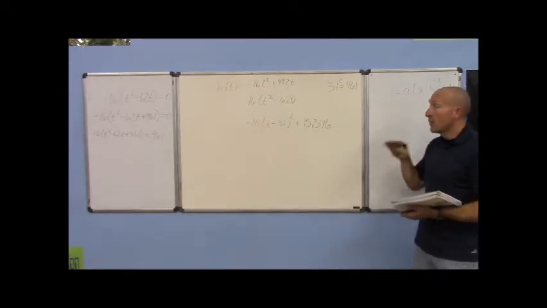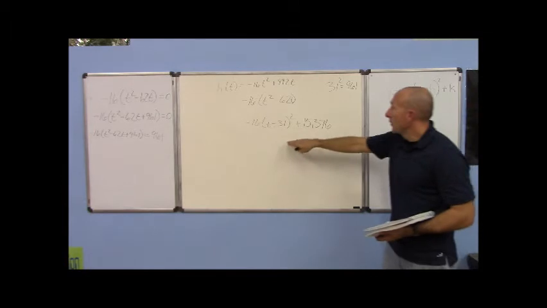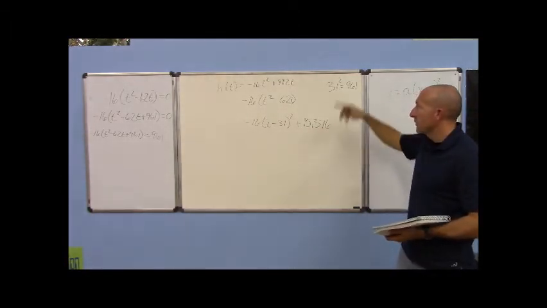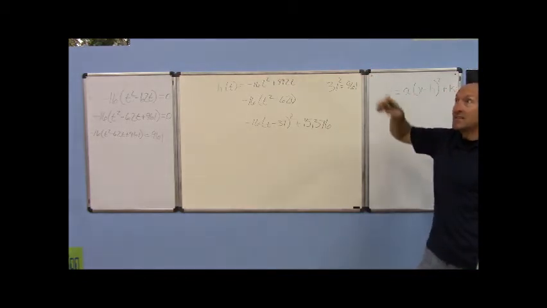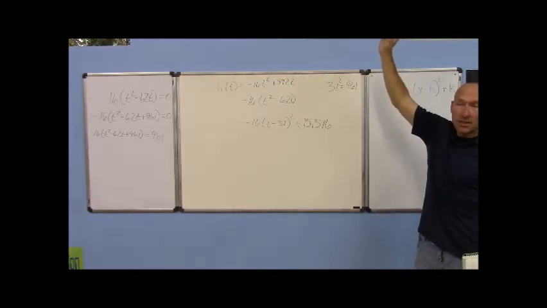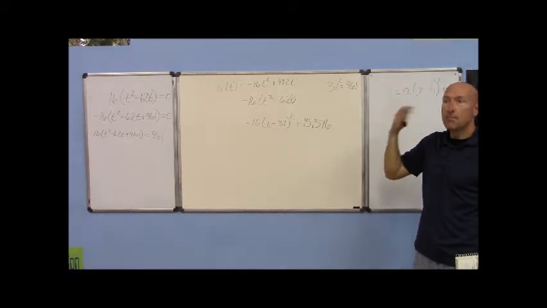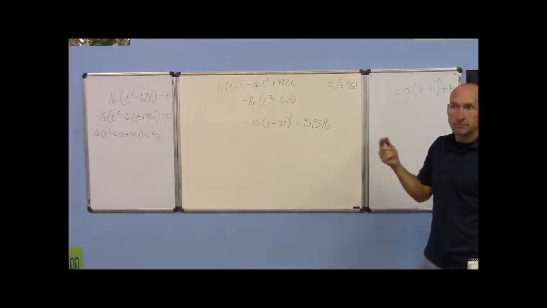From a projectile standpoint, 31 for the x and 15,376 for the y, that coordinate point is the peak that the projectile is going to reach before it starts falling back down. That is its maximum. Make sense?